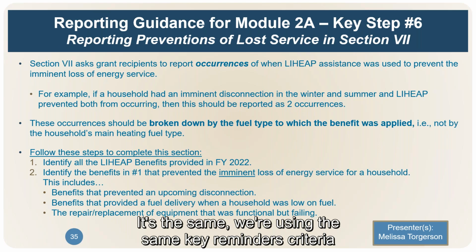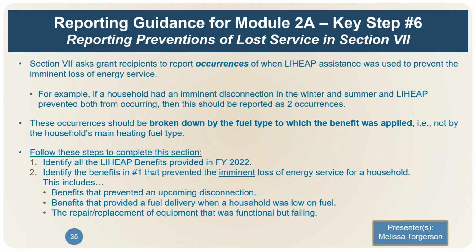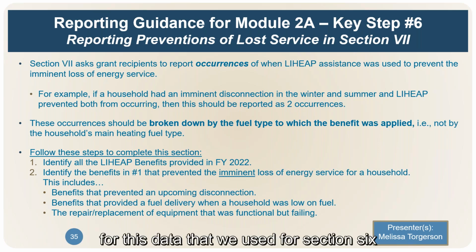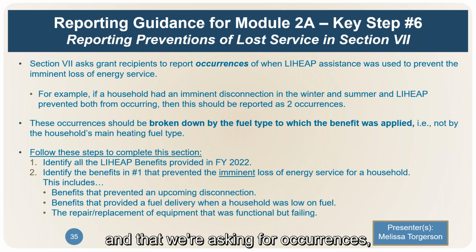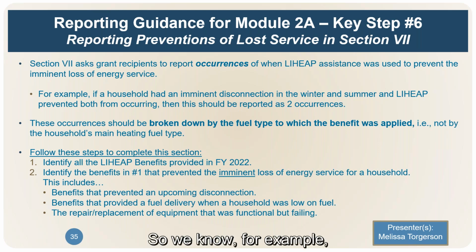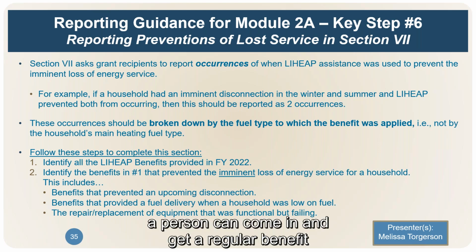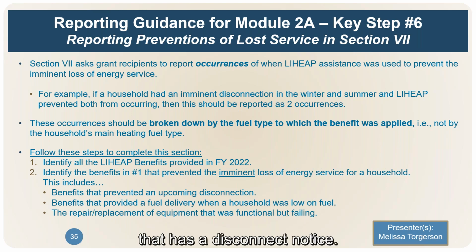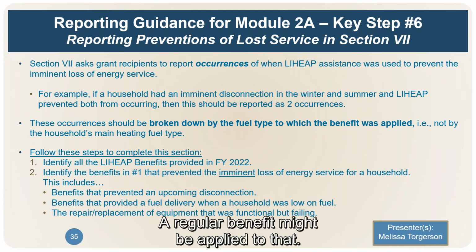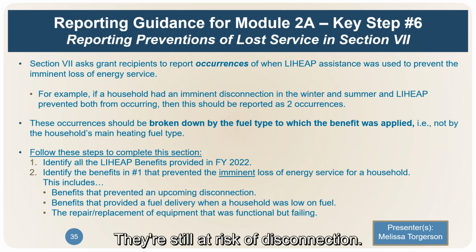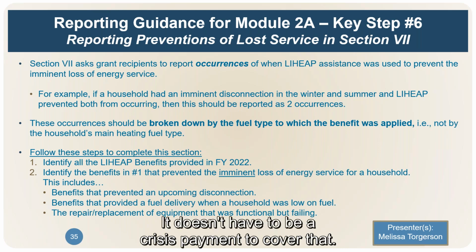We're using the same key reminders and criteria for this data that we used for section 6, and we're asking for occurrences, not unduplicated counts. So we know, for example, a person can come in and get a regular benefit that has a disconnect notice. A regular benefit might be applied to that. They're still at risk of disconnection. It doesn't have to be a crisis payment to cover that.